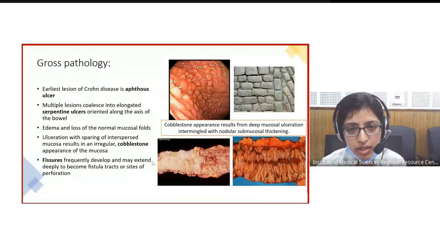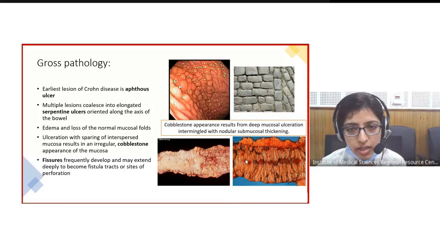Now, other features. The earliest lesion that we see in Crohn's disease is an aphthous ulcer. Now, multiple such lesions. So you see this gross photograph here. Multiple such ulcers have coalesced together to result in an elongated ulcer. This is an elongated ulcer. The long axis of this ulcer is along the axis of the bowel. So here, the axis of the bowel is the horizontal axis, and this ulcer has got two axes, a horizontal axis and a vertical axis. The longest axis is the horizontal axis, and this horizontal axis is parallel to that of the bowel. So this is what is called serpentine ulcers.